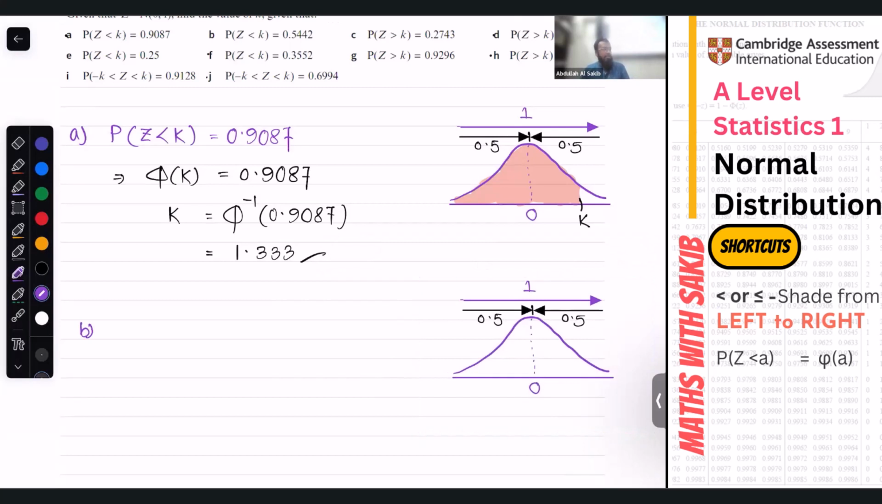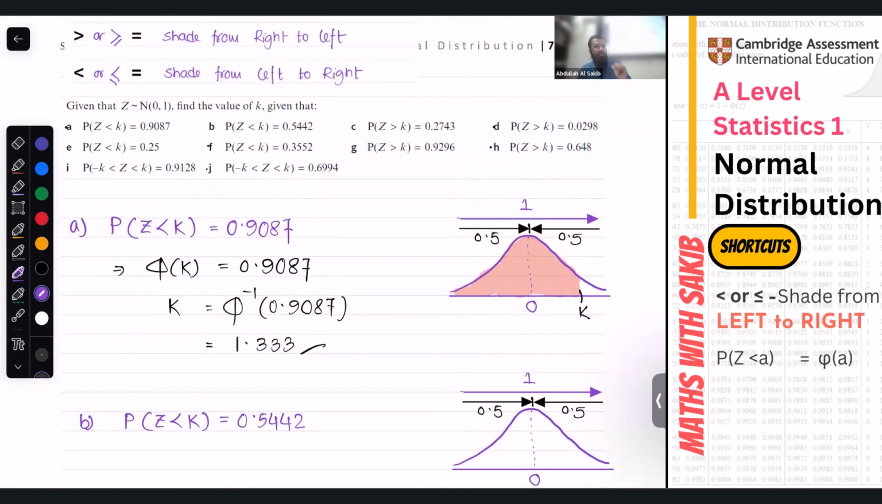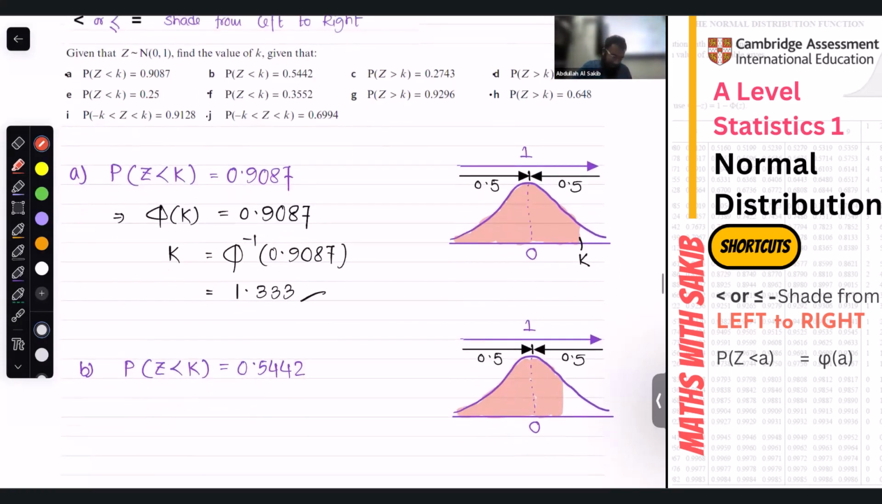Okay, now let's do a math again. Probability of Z is less than K. That is 0.5442. That means 54%. So less than means we have to shade from where? From left to right. So let's shade from left to right. So from left, 54%. This is 50%, isn't it? This is 50%. So this one, let's say this up to this point is 54%. Clear? And this is our K, this point.